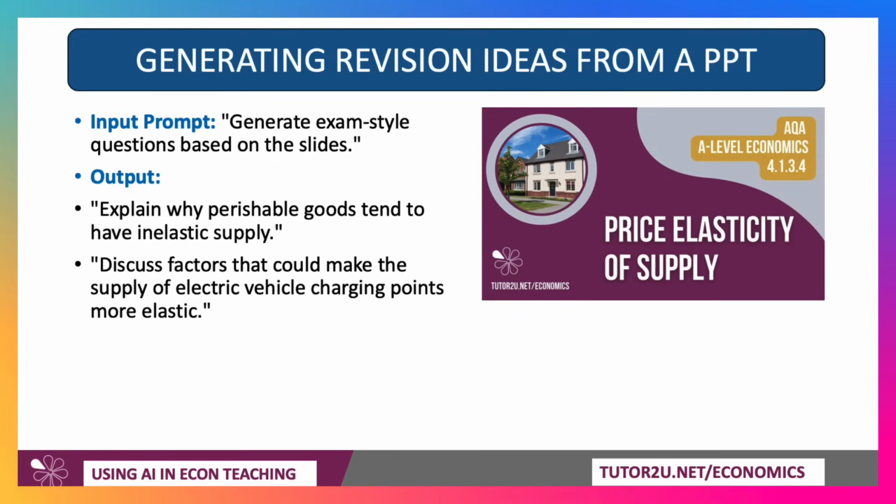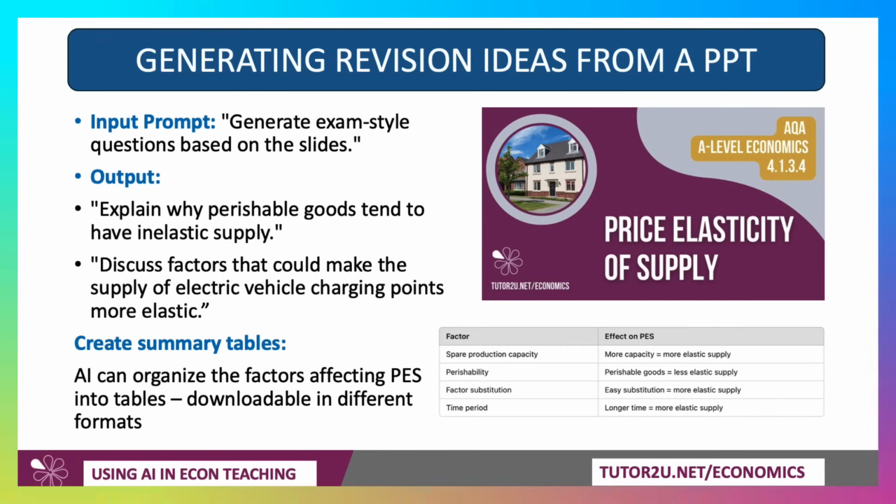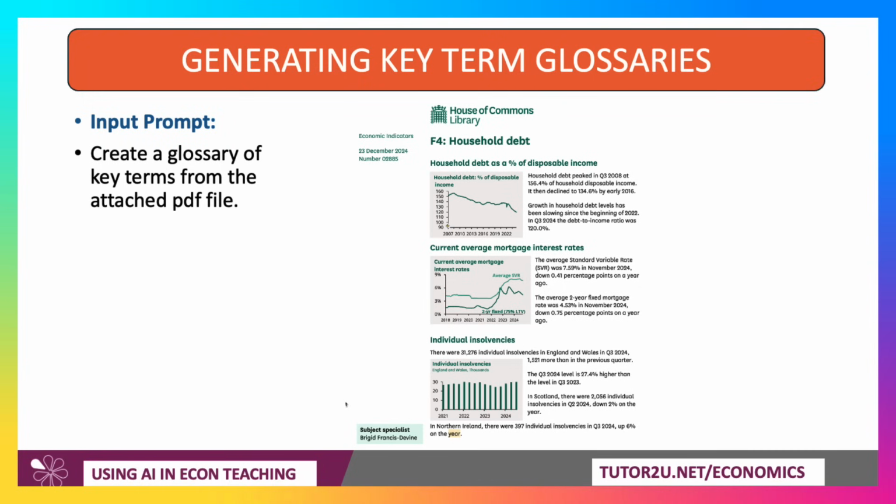So here we go. If you go to the Tutor 2 website, you can download a whole series of presentations on all the key topics by exam board. Here's one on price elasticity of supply. Here's my input prompt: generate exam-style questions based on the slides. You attach the PowerPoint, and it generates some questions. Explain why perishable goods tend to have inelastic supply. Discuss factors that could make the supply of electric vehicle charging points more elastic. And again, AI can organise the factors affecting PES into tables, so you can get the AI to generate some questions and also to generate some table-based summaries for your revision notes. So the key point here is you can attach a PowerPoint or a PDF file and then get ChatGPT to assimilate it.